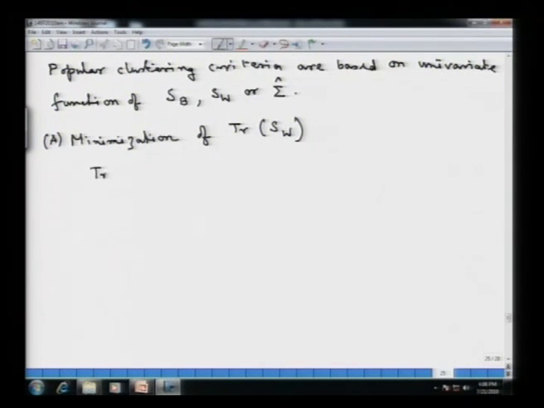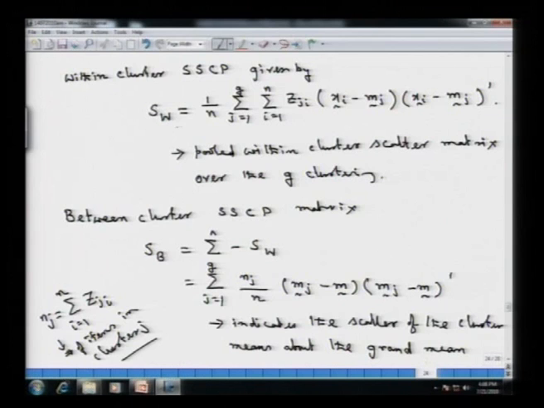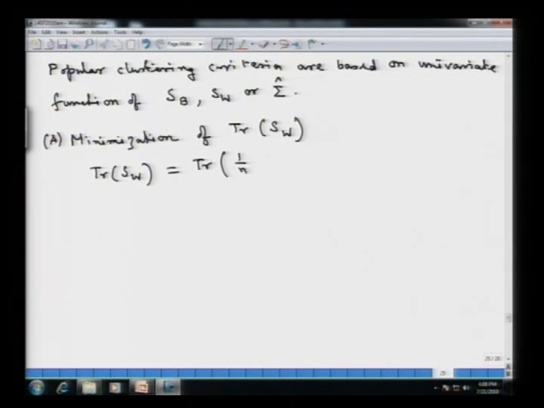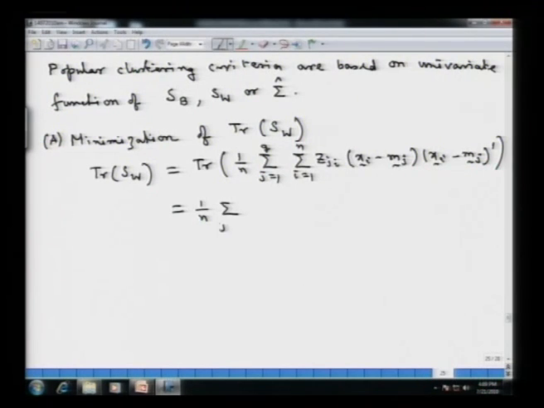So what is the trace of SW? Recall SW from the previous slide. SW is this particular quantity, so we are looking at the trace of this quantity: 1 upon n, summation j equal to 1 to g, summation i equal to 1 to n, z_ji times (xi minus mj)(xi minus mj) transpose. Now the trace can be taken inside because trace of A plus B equals trace of A plus trace of B. So one can write this as 1 upon n, j equal to 1 to g, and then we take the trace inside the second sum here.